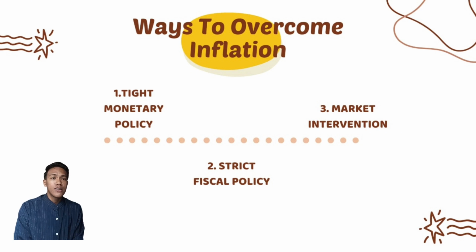Okay, so look at the next slide, which is ways to overcome inflation. There are three ways to overcome inflation. The first one is tighter monetary policy. Second is strict fiscal policy, and third is market intervention.